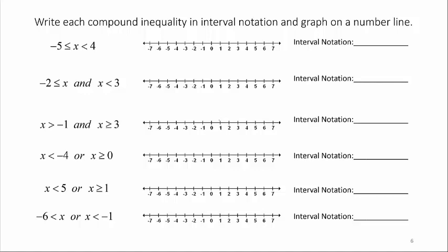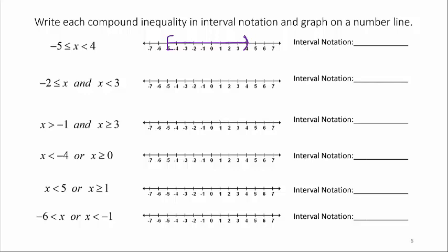And at -5, we have a closed bracket there, because we have -5 less than or equal to, right? And then up here at x equal 4, we have an open bracket, because it's x strictly less than 4, and everything in the middle.